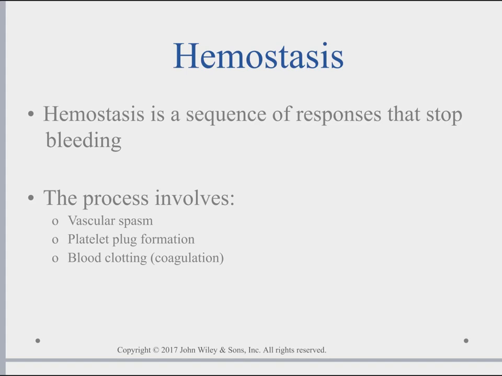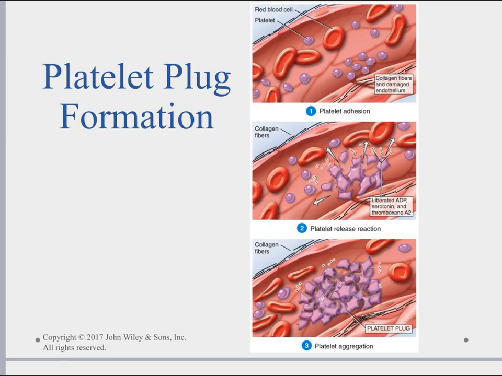The next topic we're going to talk about is hemostasis. So hemostasis is a sequence of responses that's essentially going to stop bleeding, and we can term it the clotting response, right? So the process involves a couple steps. 1, vascular spasming, 2, a platelet plug formation, and 3, the coagulation or blood clotting phase. Platelet plug formation. Before we get into the actual platelet plug, we have to understand what's going on in these blood vessels that prevent actual clotting when there's no injury.